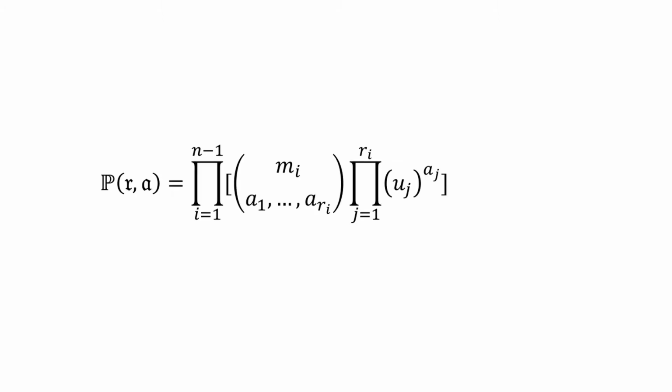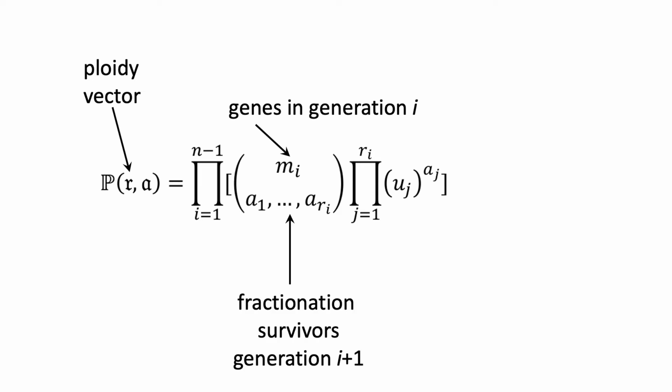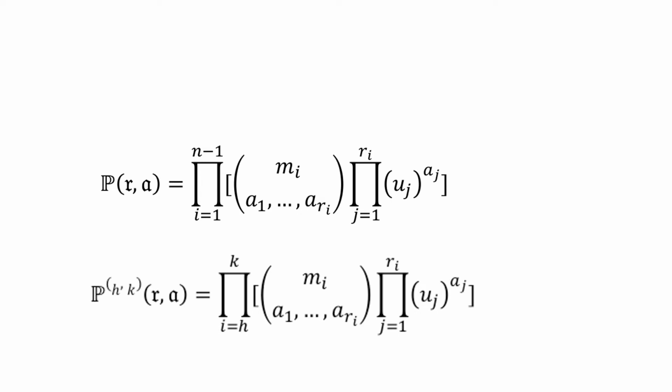This is summarized in the probability measure P, where R is the ploidy vector, 2, 3, 4, whatever. Mi is the number of genes in generation i. Each of these genes gives rise to R copies, and A counts the number of genes for each of these copies that survive. U is the retention rate, or the multinomial probabilities. We also have the measure on the partial trajectories between the H and K generations.